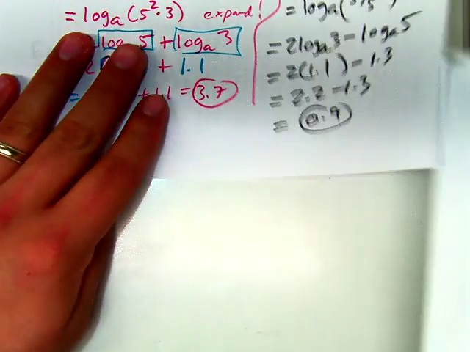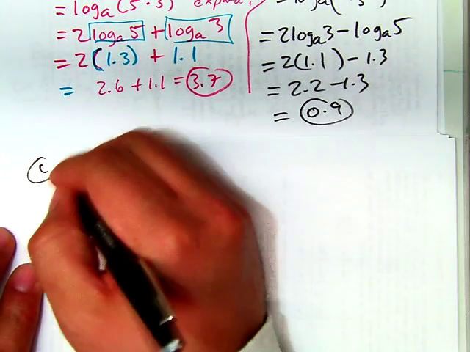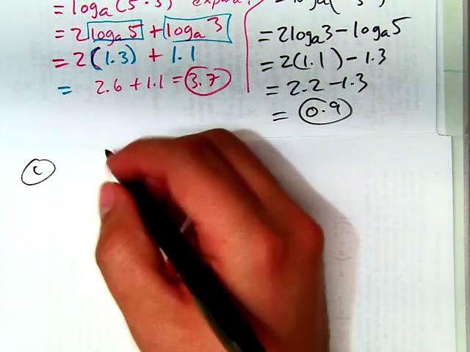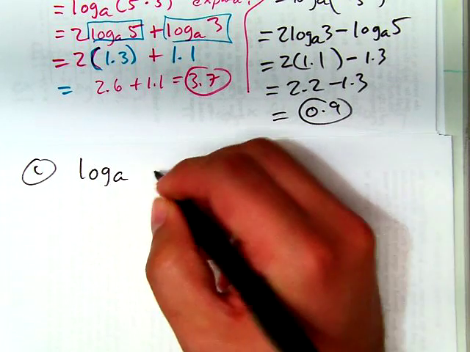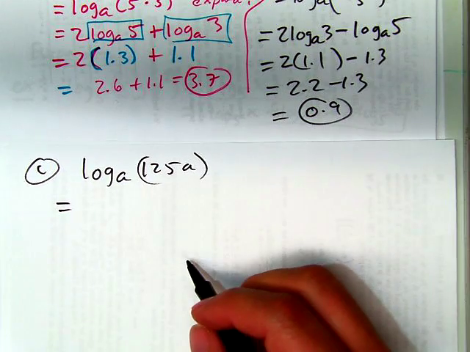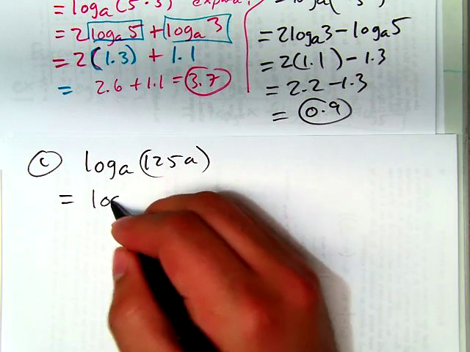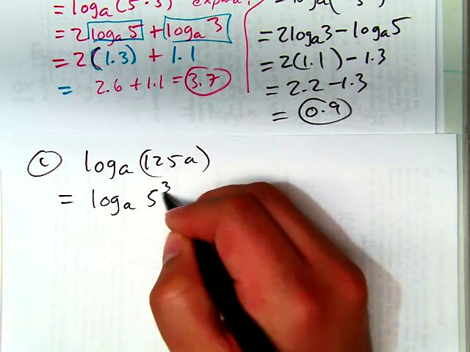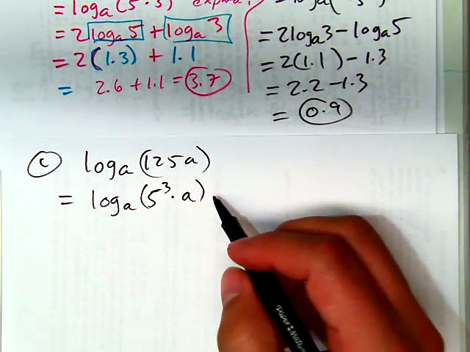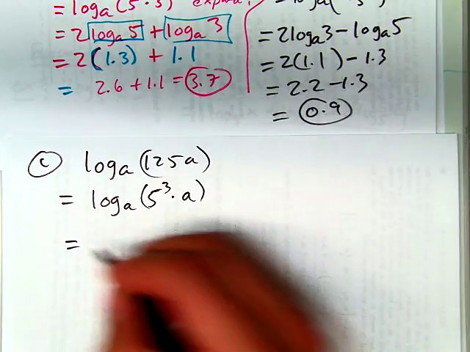Okay? Last one, and then we'll move on to the last kind of properties, is C. So for part C, we have, let's say, log base A of 125A. We want to try to figure out what that is. 125, I know, is 5 cubed, and I don't know anything about A. But let's just use the properties and see what happens.